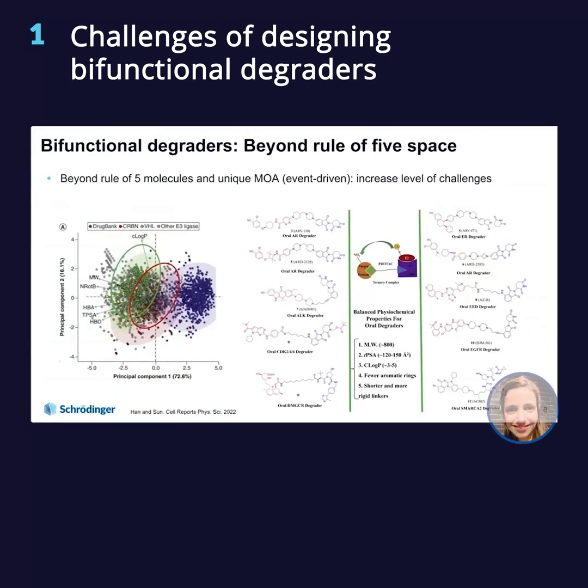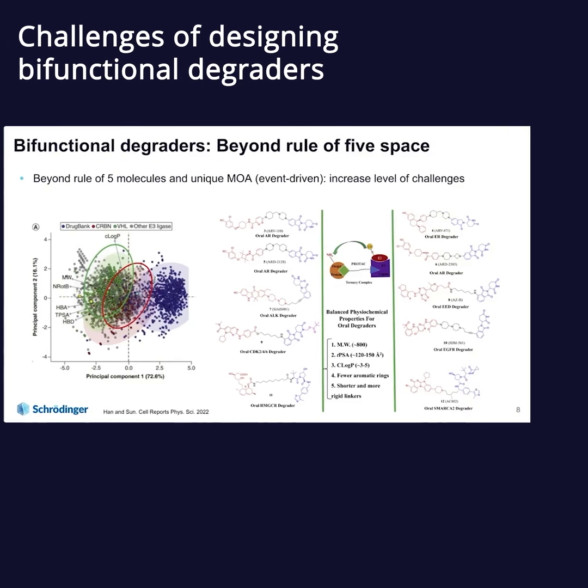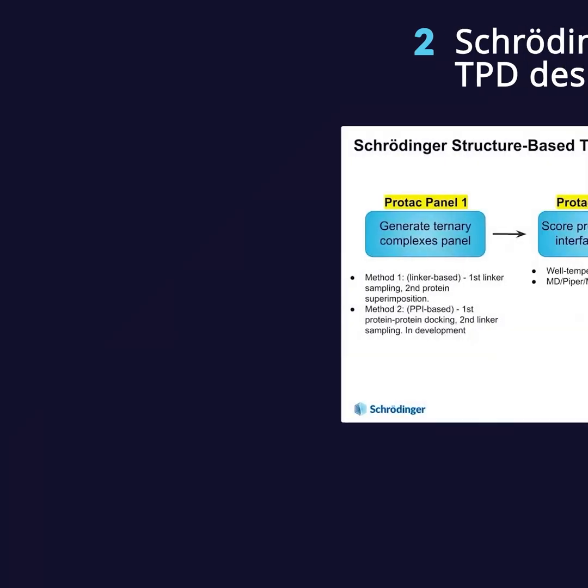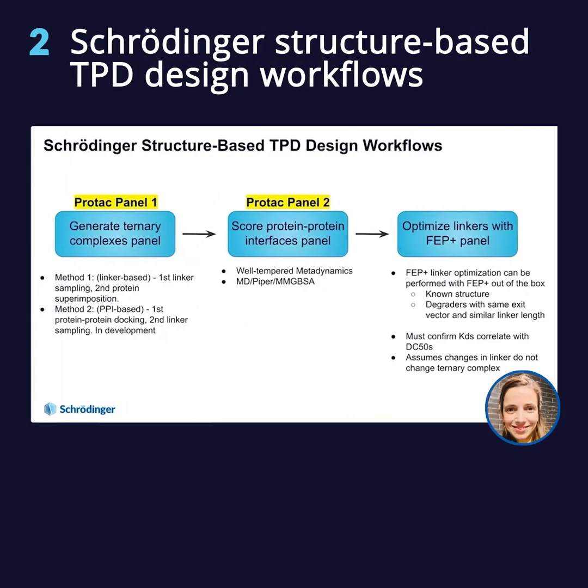So bifunctional degraders, because they're very large molecules, are what we would consider beyond rule of 5 molecules. So they fall in a very different space to the typical small molecule oral drugs, as shown here in this plot. That, plus this unique mechanism of action of being event-driven instead of occupancy-driven, makes it very challenging to design this molecule.